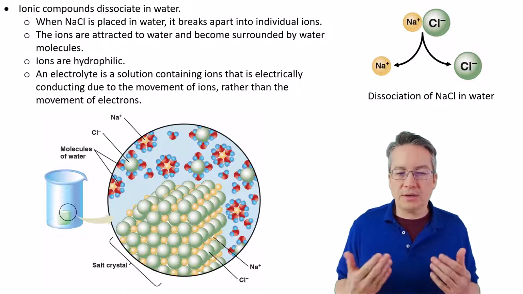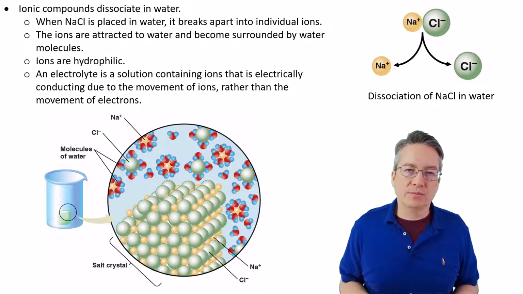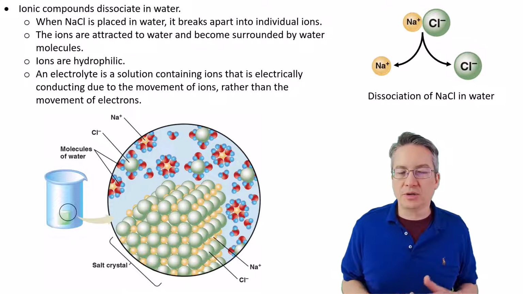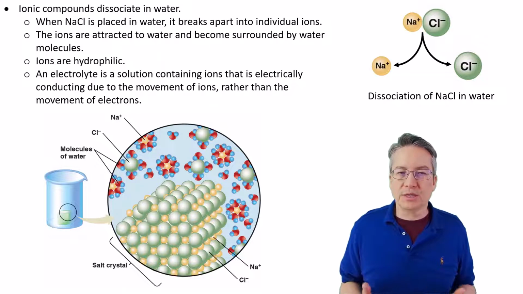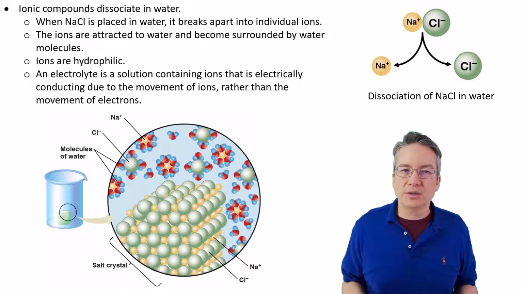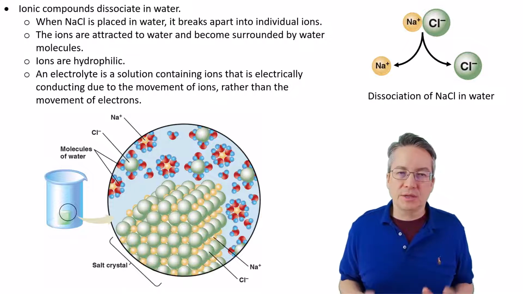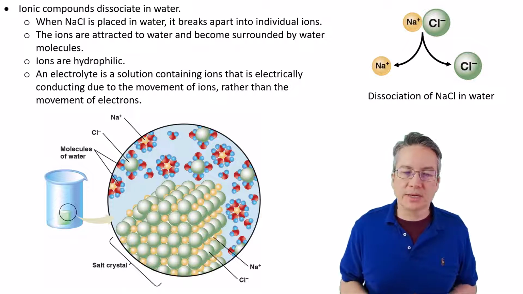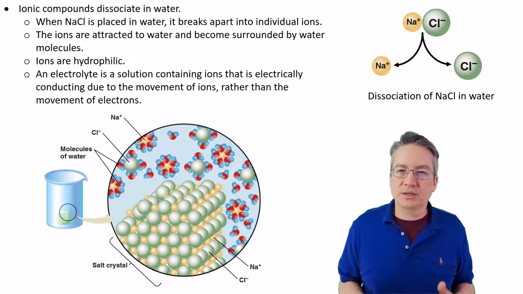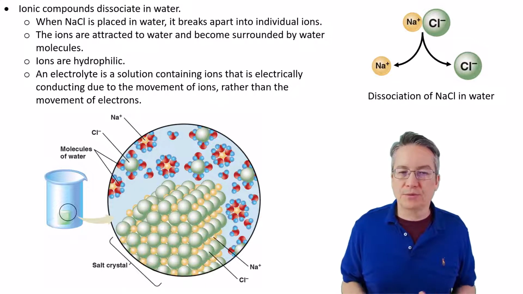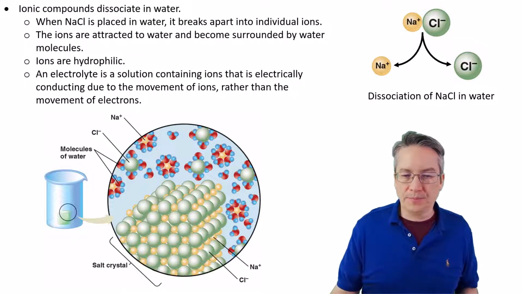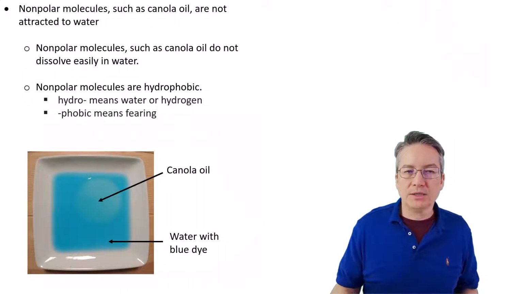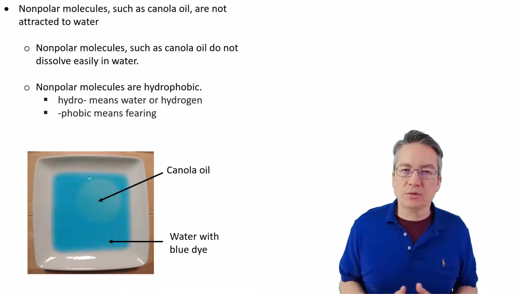And finally, I want to talk a little bit about the term electrolyte. I mentioned this in a previous video, but an electrolyte is a solution containing ions that is electrically conducting due to the movement of ions rather than the movement of electrons. There are a lot of sports drinks out there that are considered to be electrolytes because they have ions such as sodium, potassium, and so forth within them, and those are generally good ions to have within your body.